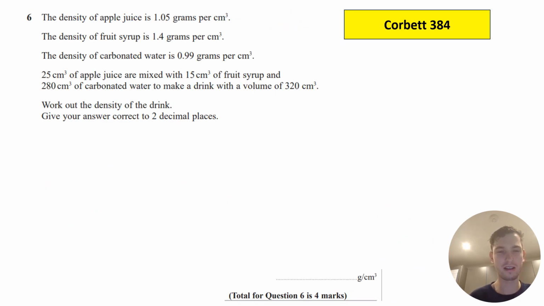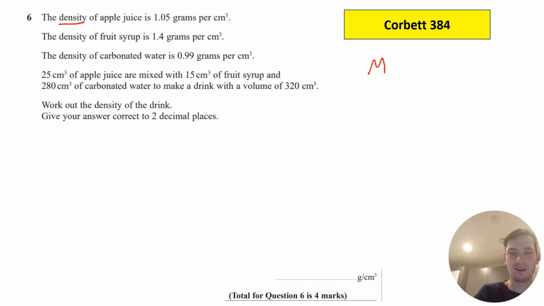Okay, lots of words in this question. It's talking about the density of apple juice, density of fruit syrup, density of carbonated water. So I'm told the density of all 3 of these liquids, and I'm also told the volume. So it tells me the density, it tells me the volume, and it tells me to work out the density of the drink. So immediately when I see density, I'm going to draw out my density triangle.